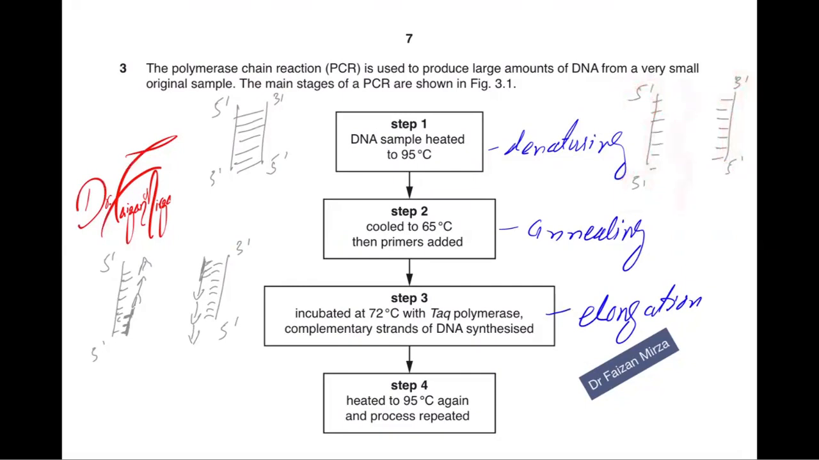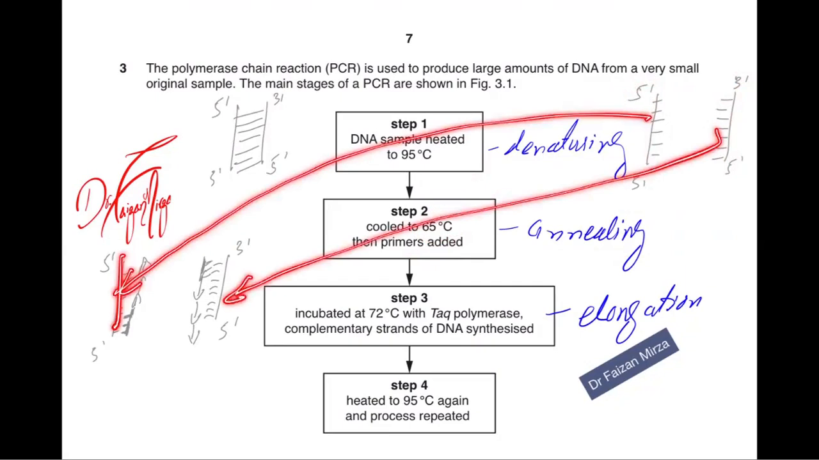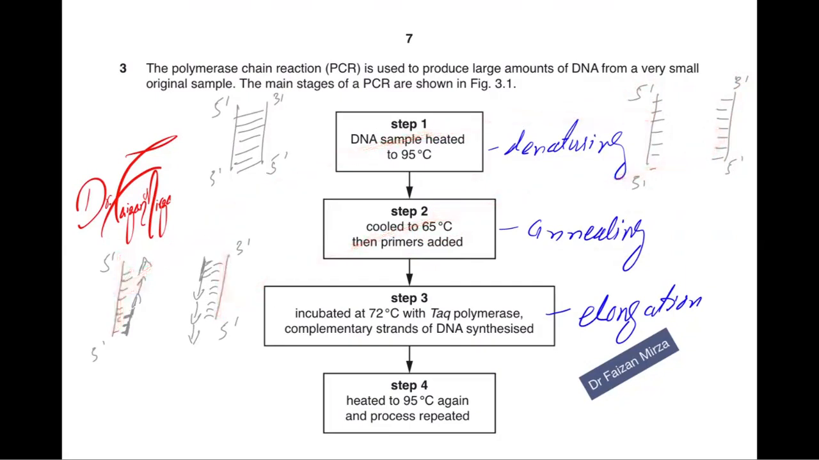So this is denaturing. Then step two, we cool it down to 65 degrees Celsius. Primers are added, and we call this step annealing. So how are the primers added? Basically, this strand was 5' to 3', and the other strand, 3' to 5', is being separated. So these are two single strands we have. We add a primer to the 3' end of both.